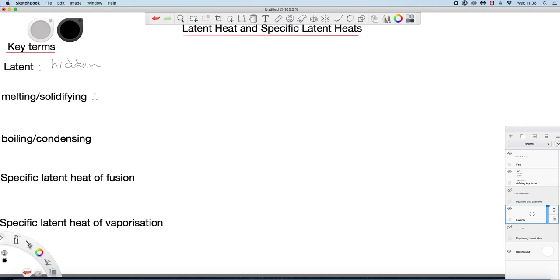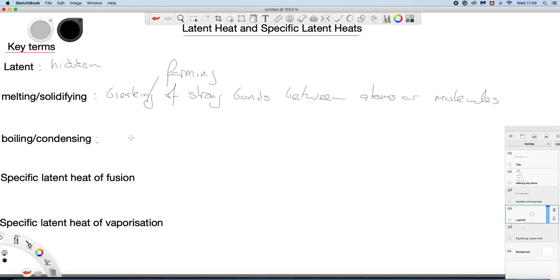So what is happening with melting? Well, melting is the breaking of the strong bonds between atoms or molecules in a solid. That's what melting is. And of course, it could be the forming of those. That's what solidifying is. So melting and solidifying is about breaking or forming strong bonds between atoms and molecules.